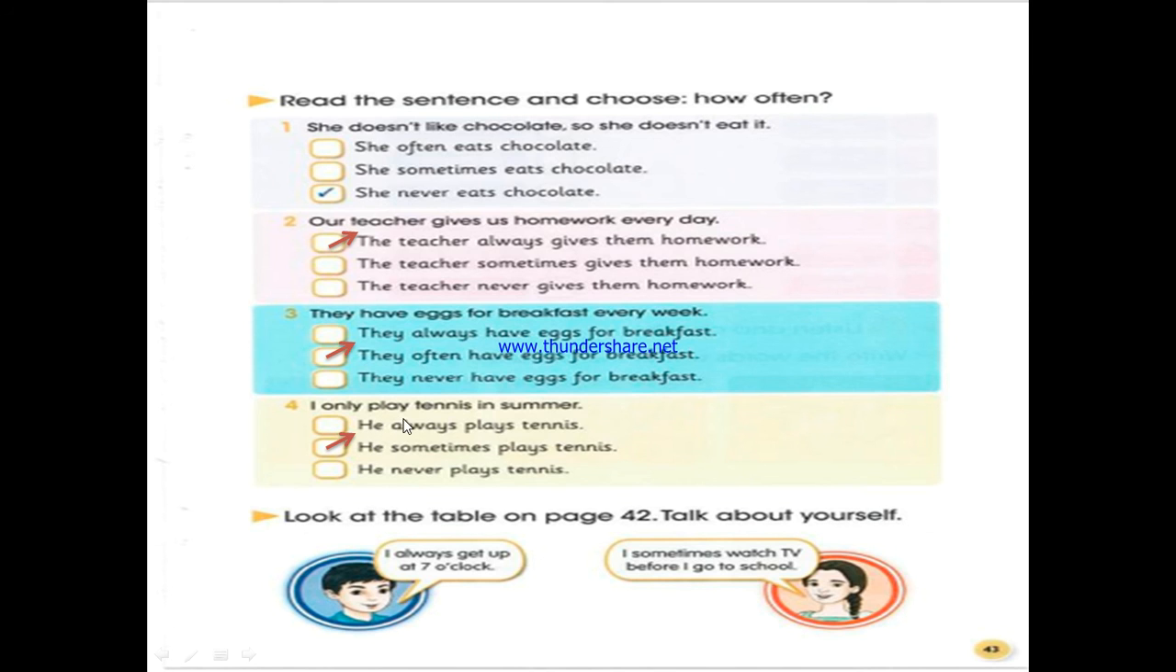I only play tennis in the summer. Only is something we do 50%. 50% we do it and the other 50% we don't. What do we choose? He always, he sometimes, he never. Absolutely, we choose sometimes. Look at the table on page 42.